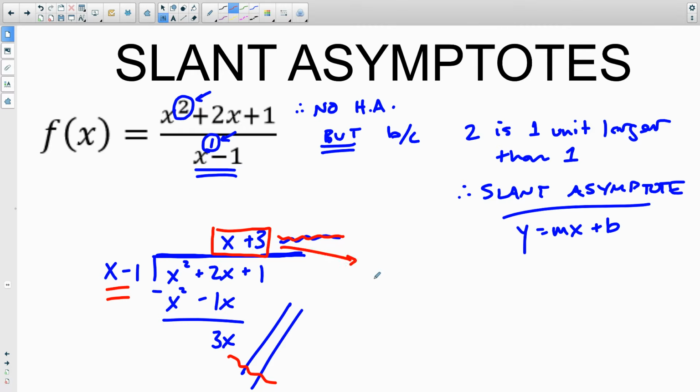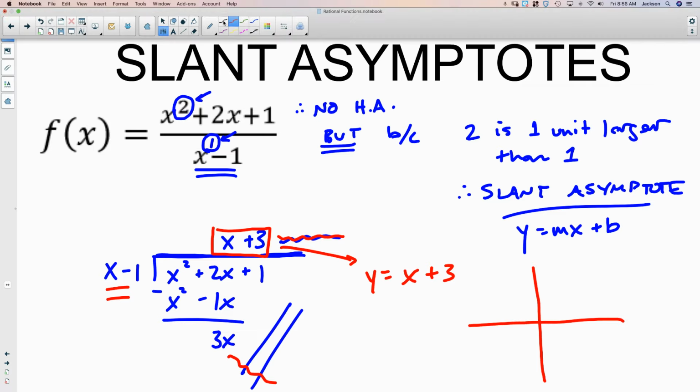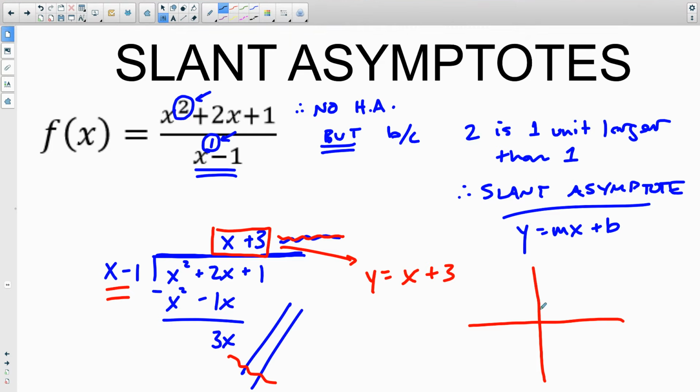So right now, we know that the slant asymptote is, why don't I actually write down what it is? Our slant asymptote is y equals x plus 3. When I go to graph this, and I'm just going to do this very rudimentary caveman drawing, I'm going to draw a slanted line with a slope of 1 and a y-intercept of 3. There's one of my slant asymptotes.